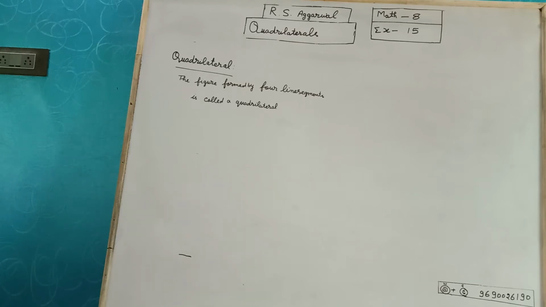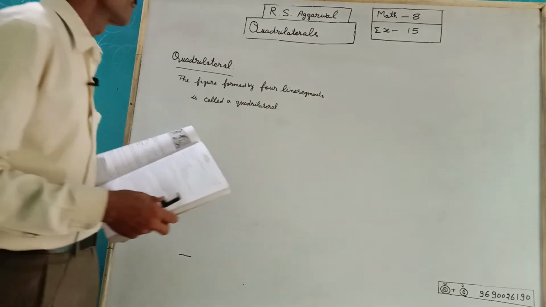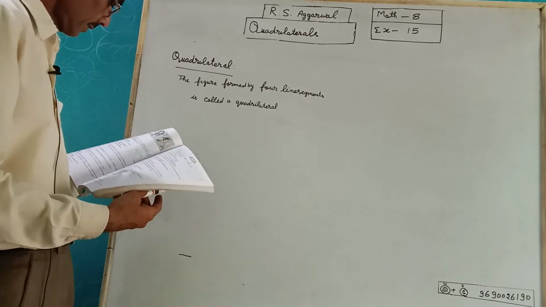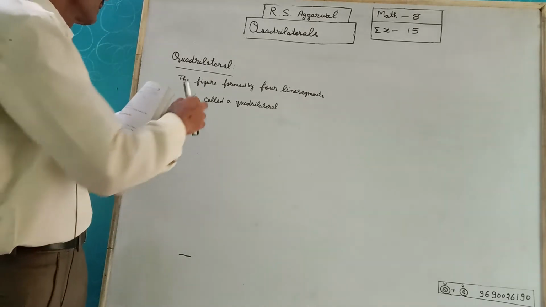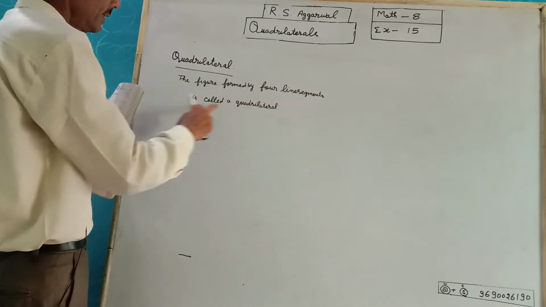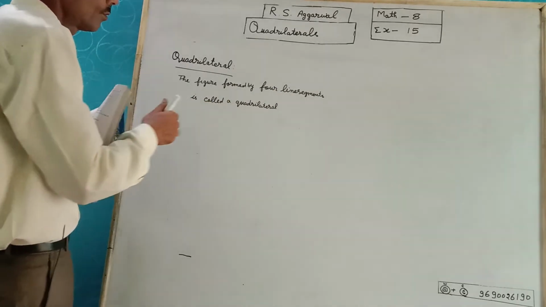8th class student. Exercise 15. Exercise 15 is quadrilateral. The figure formed by 4 line segments is called a quadrilateral.